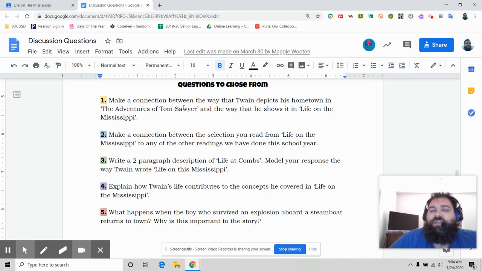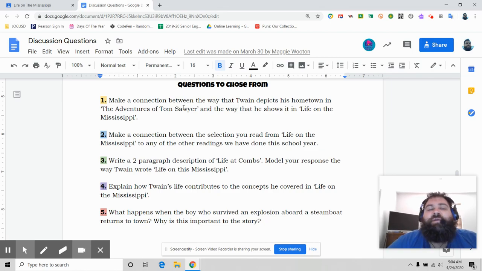Make a connection between the way that Twain depicts his hometown in The Adventures of Tom Sawyer and the way he shows it in Life on the Mississippi. Now, we didn't read Adventures of Tom Sawyer, so you can only do this one if you've read Tom Sawyer or if you can find Tom Sawyer and find the part about his hometown.